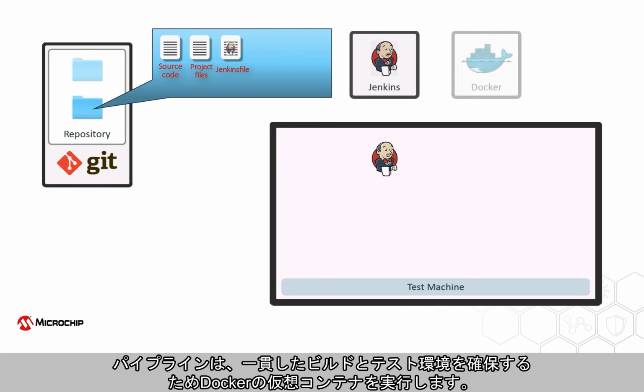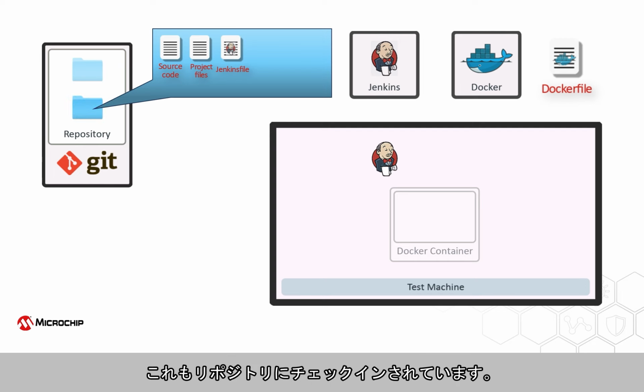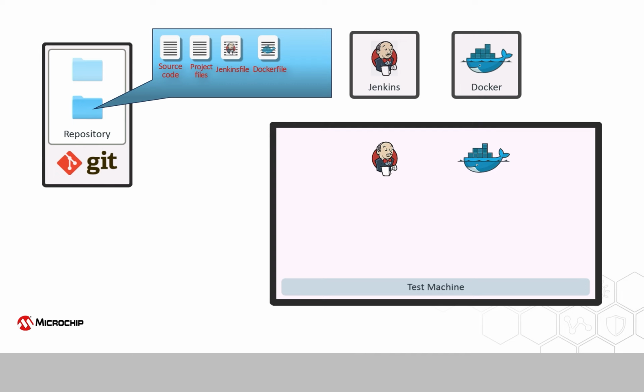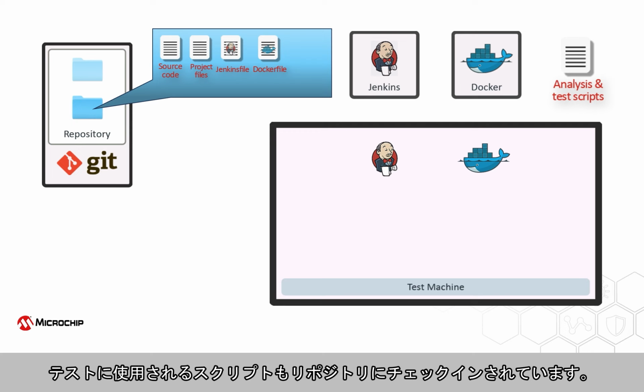The pipeline will run a Docker virtual container to ensure a consistent build and test environment. A Dockerfile, which defines the steps needed to create an image that can be run as a virtual container, has been checked into the repository. This will be executed by a Docker client installed on the test machine. Scripts used for source code compliance, code coverage analysis, and testing have also been checked into the repository.